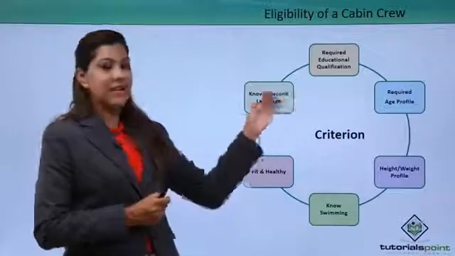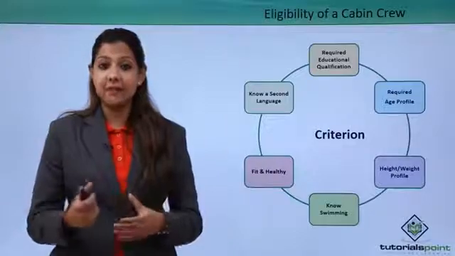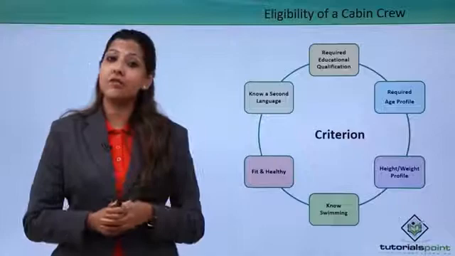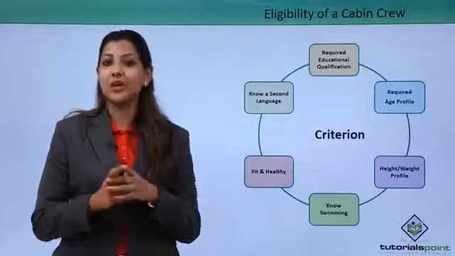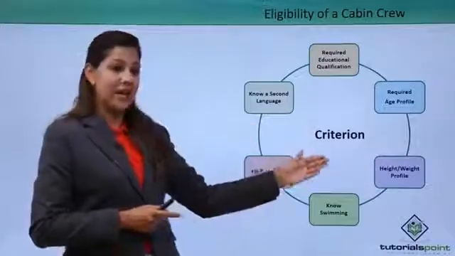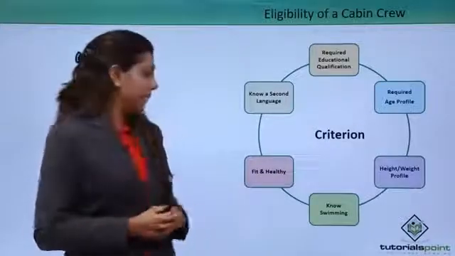You need to have a certain age profile. For domestic airlines, if you are 18 years and above, you can qualify to become a flight attendant. However, for international flights, they look for 21 years and above. So if you are less than 21, you cannot fly for an international airline. There are certain weight and height requirements, and that depends from airline to airline.